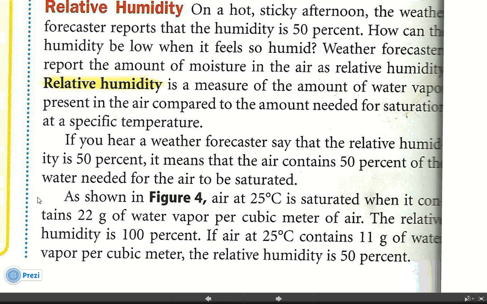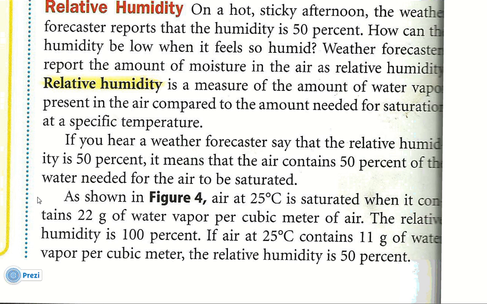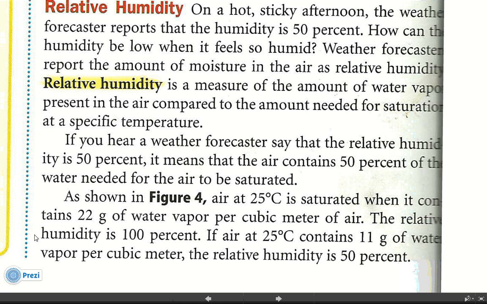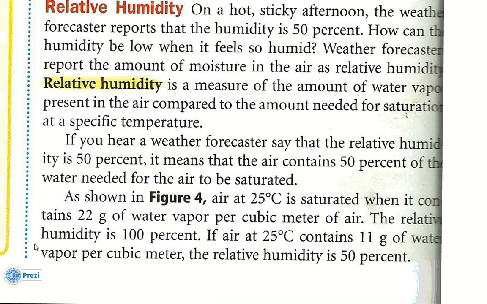As shown in Figure 4, air at 25 degrees Celsius is saturated when it contains 22 grams of water vapor per cubic meter of air. The relative humidity is 100%. If air at 25 degrees Celsius contains 11 grams of water vapor per cubic meter, the relative humidity is 50%.